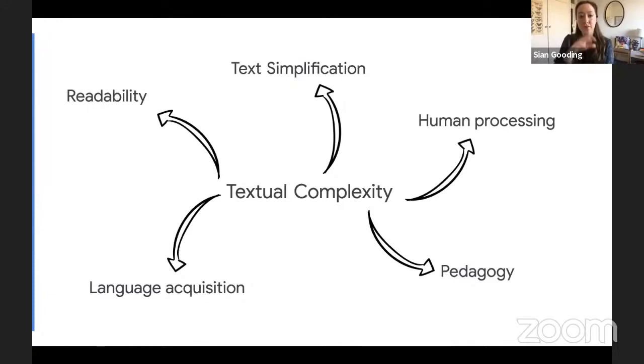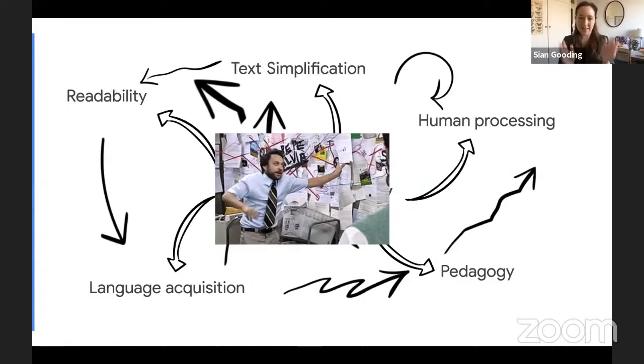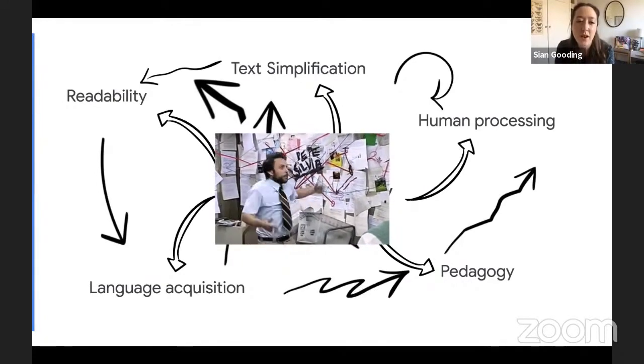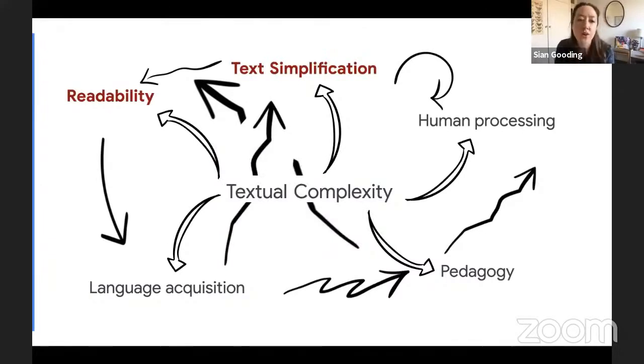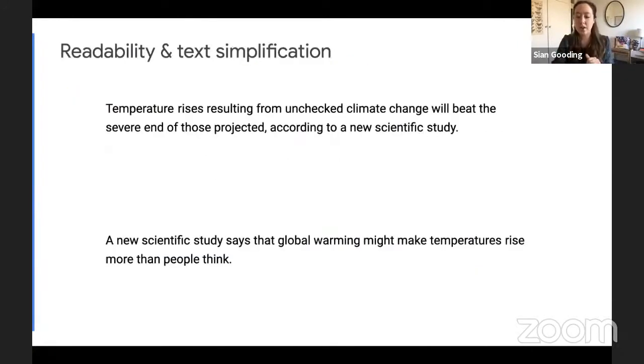And the two topics that I work on in particular are readability and text simplification. So these are much more applied areas of text complexity. But in reality, all of these different areas interlink and they all influence one another. So this is the kind of picture that's going on there. And as I said, for me in particular, I work on readability and text simplification. So I'll explain how these two in particular relate to one another.